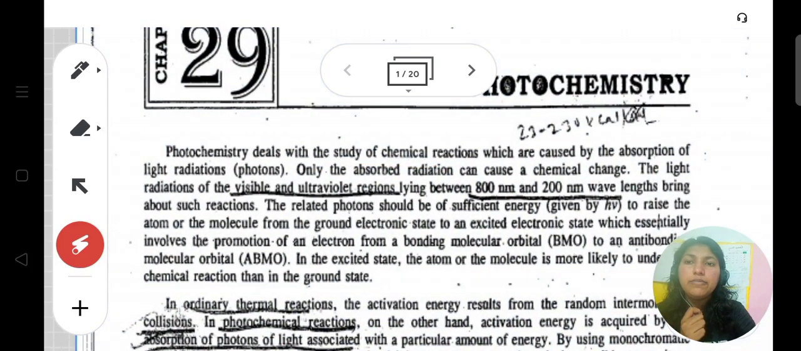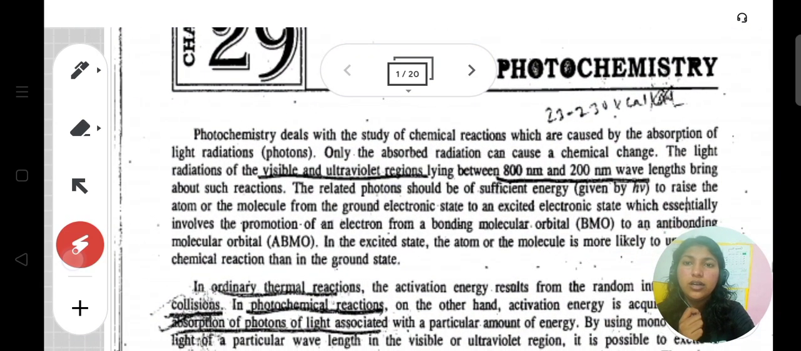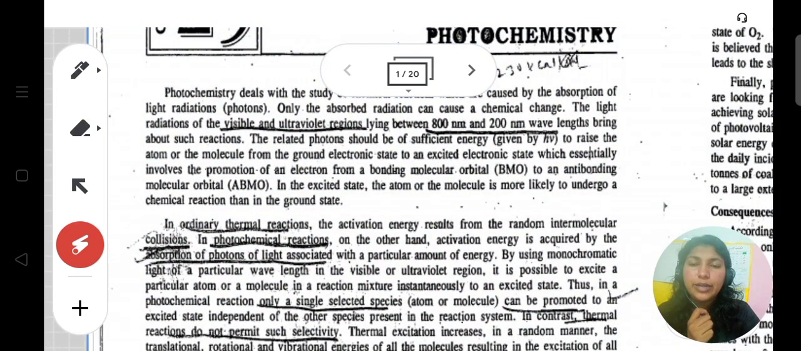Okay, only the absorbed radiation can cause a chemical change, that is the light radiation of the visible and ultraviolet regions. And we know that the visible and ultraviolet regions lie between 800 nanometer to 200 nanometer wavelength. So actually photochemistry deals with the absorption of light radiations in the visible and UV regions. Okay, so there are different types of photochemical reactions present.